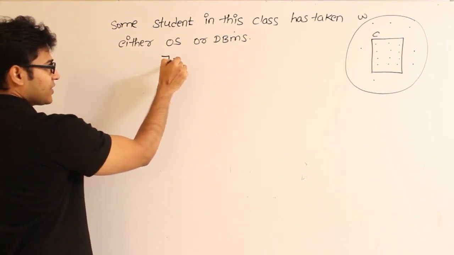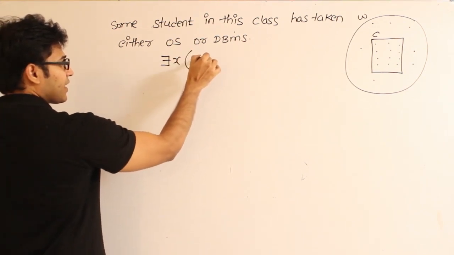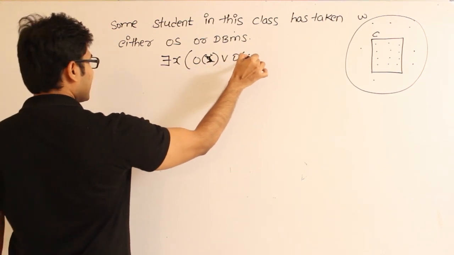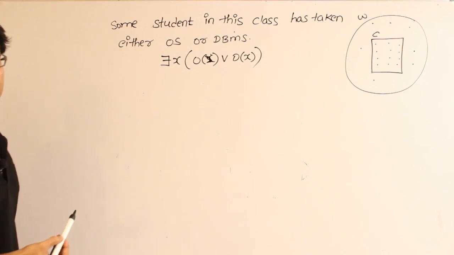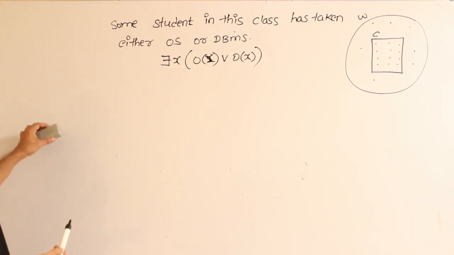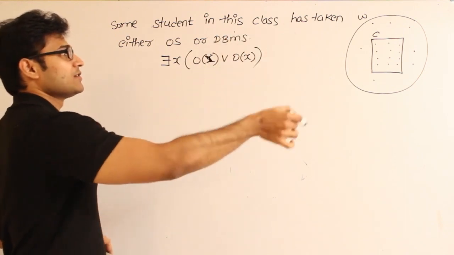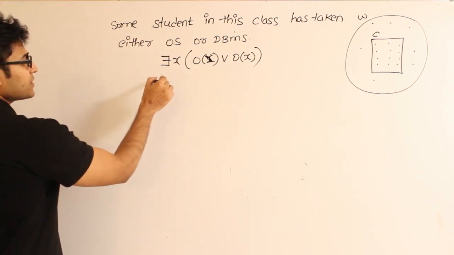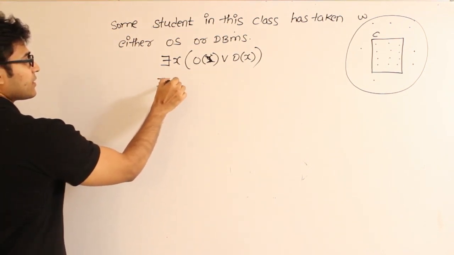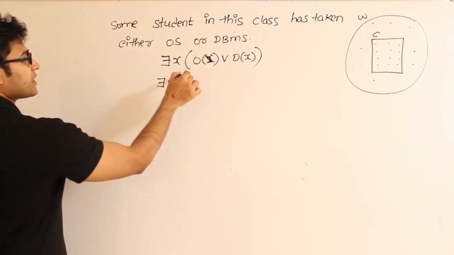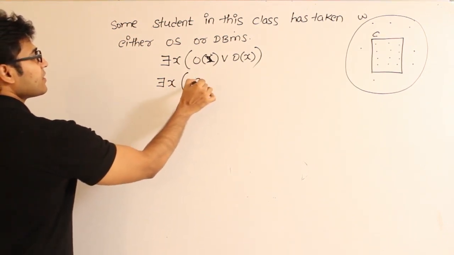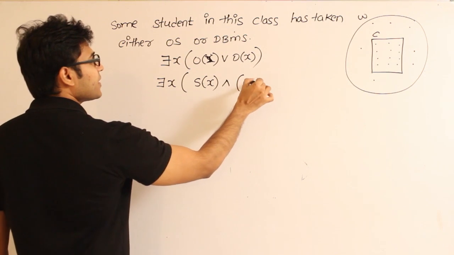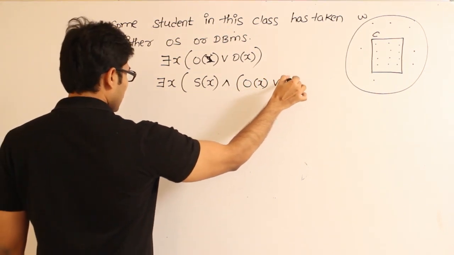There exists at least one student in the class who has taken either operating systems or DBMS. You can directly write like this and it is done, isn't it? Now if you want to consider the entire domain, which means all the people in the world, then you could go this way. There exists some x such that x is a student and that student might have taken either operating systems or DBMS.